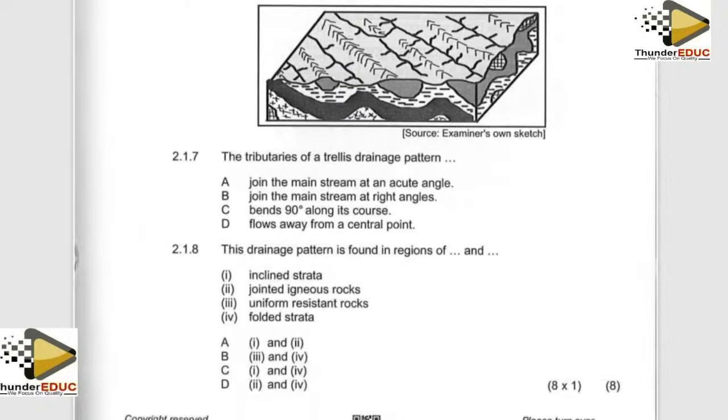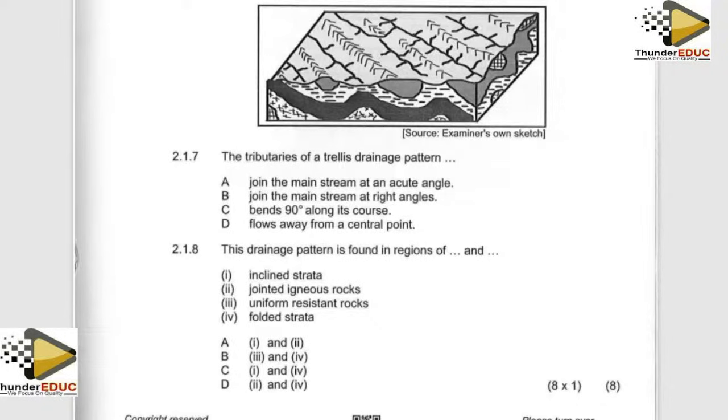So here we have this figure that you can see that there are short tributaries in this kind of folded mountain. You can see this kind of folds. So that means this kind of tributaries, and we have the folded mountain, obviously tells us that it is trellis. Okay? It tells us that it is what? Trellis.